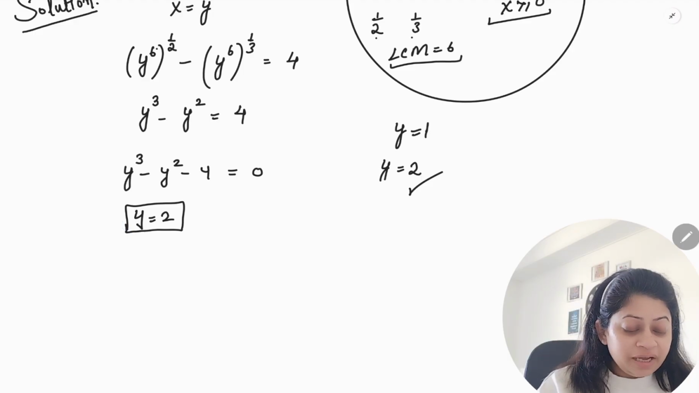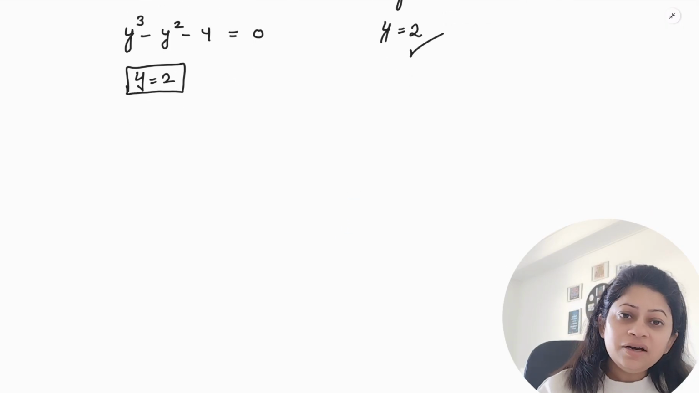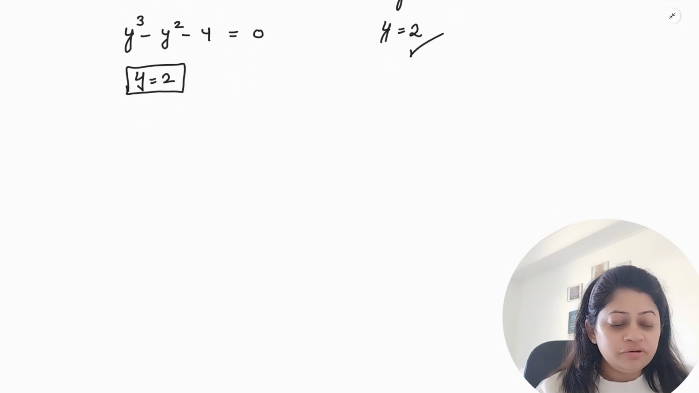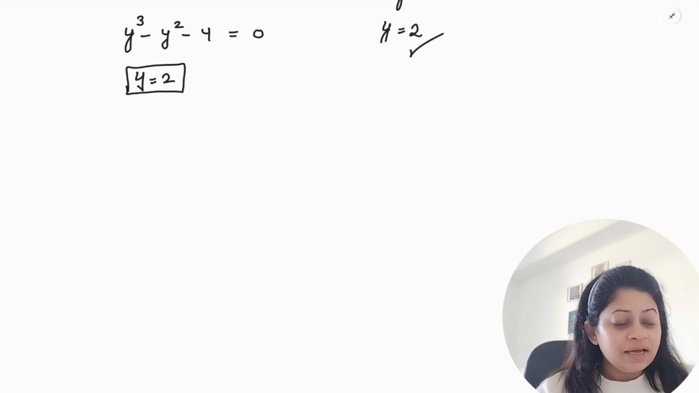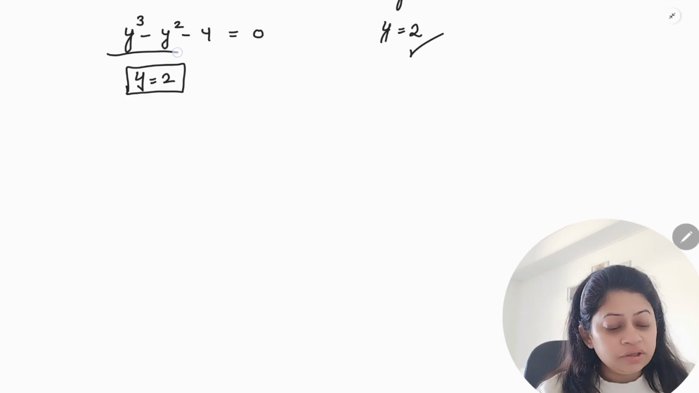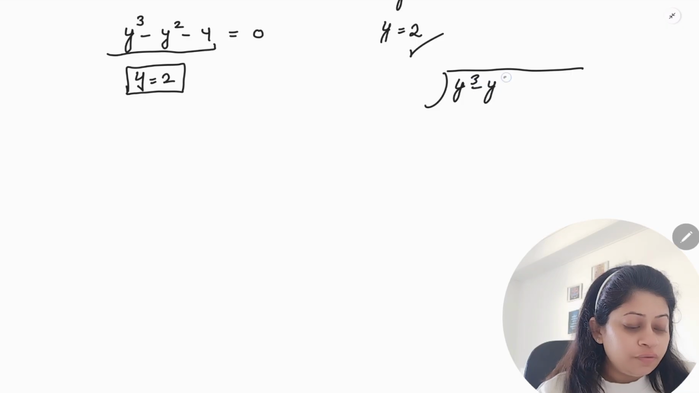After that, I want to find the other two roots, since this is a cubic equation. There are two methods to find the other two roots. The first method is to divide this equation by y minus 2. Whatever you have here, divide it by y minus 2. There is a method of division.